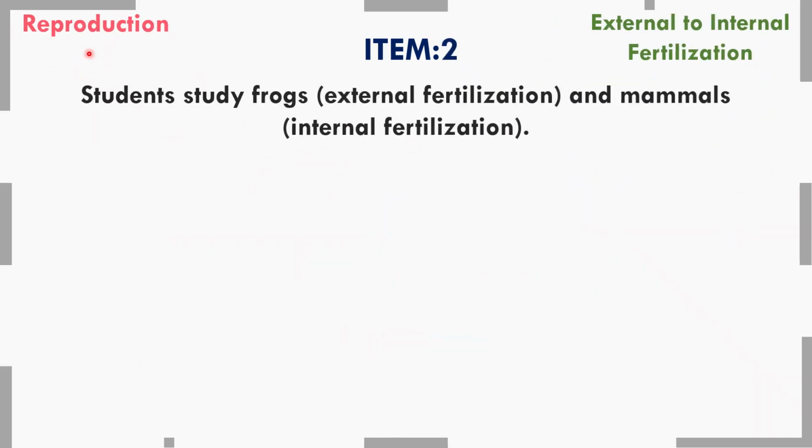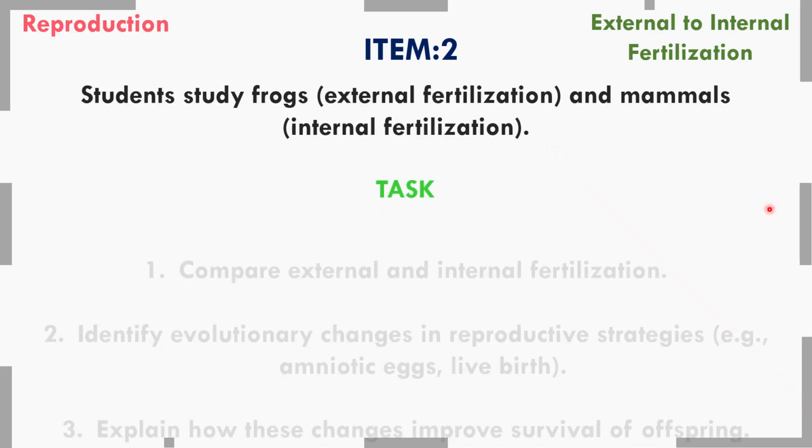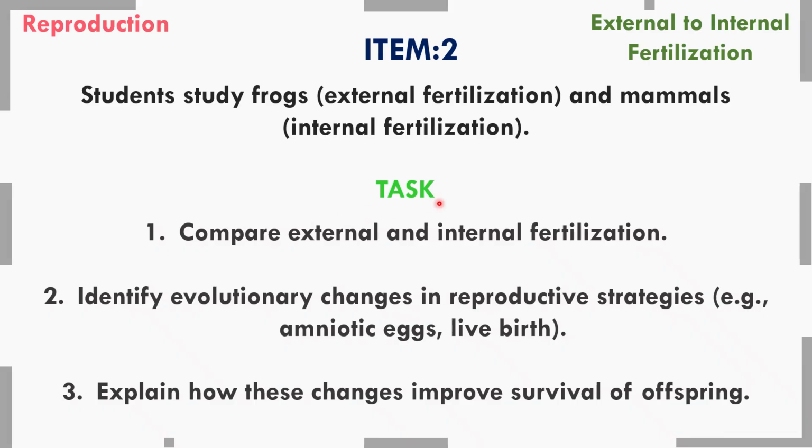Let's now look at reproduction. We shall look at external and to internal fertilization. Item 2. Students study frogs, external fertilization, and mammals, internal fertilization. Task: compare external and internal fertilization.